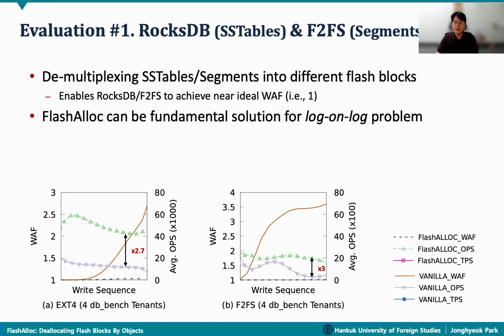In vanilla F2FS, concurrent log writes from active segments are multiplexed into the same flash block. On the other hand, we utilize FlashUnlock whenever a new segment is allocated, and thus each segment's writes are isolated in its dedicated flash block. We'd like to note that FlashUnlock can also be a fundamental solution for the log-on-log problem.